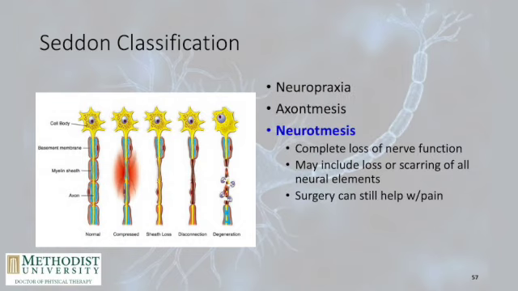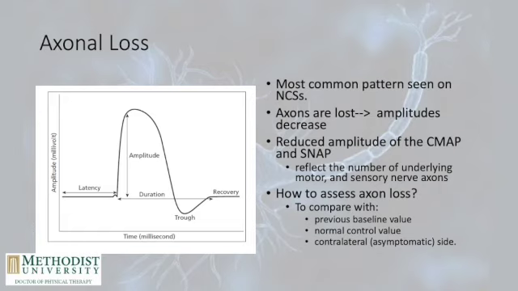once we get down to this axonotmesis stage. So now neurotmesis, complete loss of nerve function. What we're looking at is going to include loss or scarring of all the neural elements, and they can still do surgery that's going to help with pain, but we're not going to expect to get anything else back after that. So take a look at these upcoming slides, and what we're going to see is how the different waveforms correlate to the different pathologies.